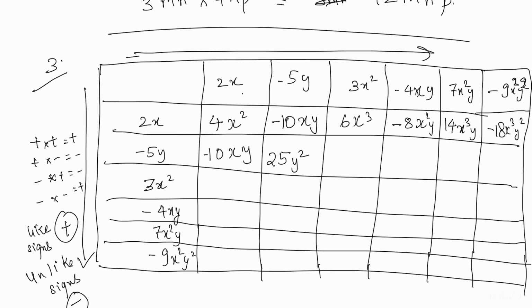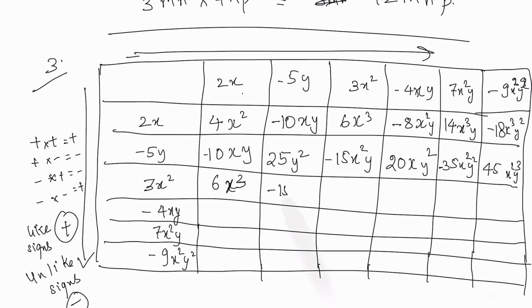Okay, minus 5 into 3 is minus 15 x square y. Minus 5 into minus 4, 20 x y square. Just be a little bit careful and you can do that. Minus 5 into 7 is minus 35 x square y square. This is 45 x square y cube. Okay, and then this will be 6x cube. 6x cube because it's a square.